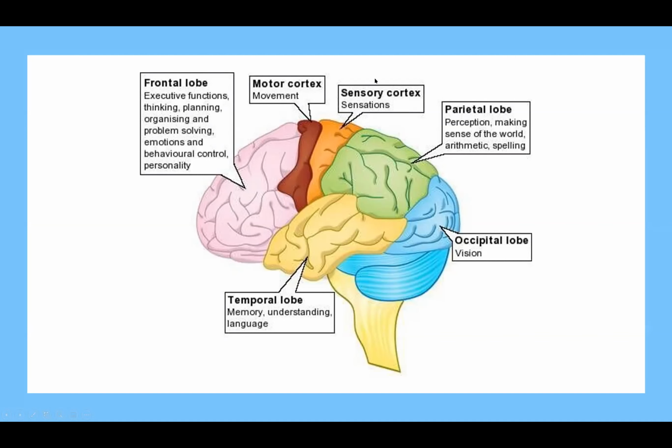So that's your movement. And then the sensation is part of the parietal lobe. And the parietal lobe is your perception, making sense of the world, arithmetic and spelling. They're either side of this line down the middle, and that line is called the central sulcus. Then your occipital lobe is involved in vision, and the temporal lobe is involved in memory, understanding, and language.